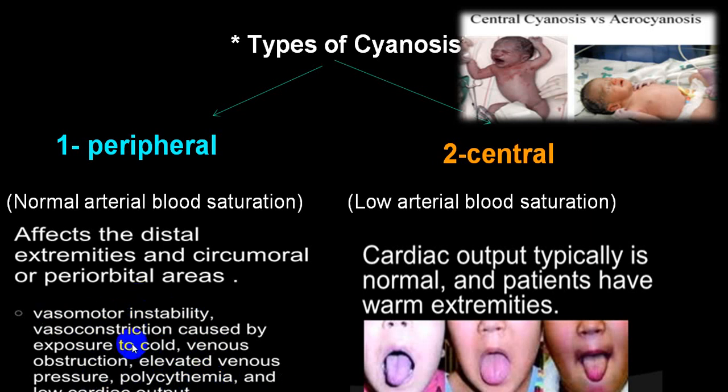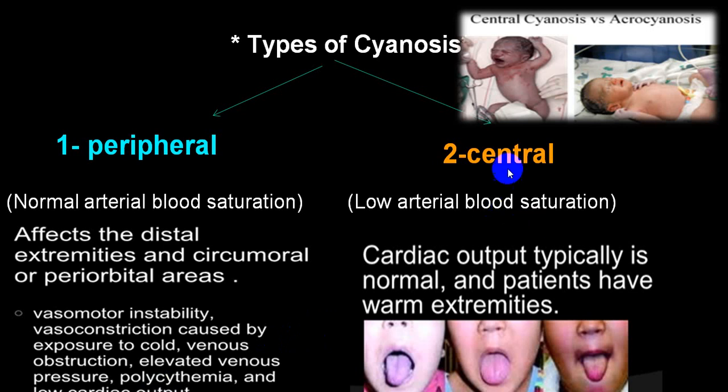This will be all the different etiologies for peripheral cyanosis. So I am repeating again: exposure to extreme cold, venous obstruction, arterial obstruction, elevated venous pressure, polycythemia vera, and low cardiac output. So these are all the conditions which will produce peripheral cyanosis.